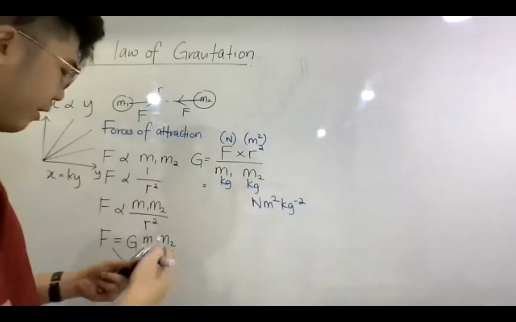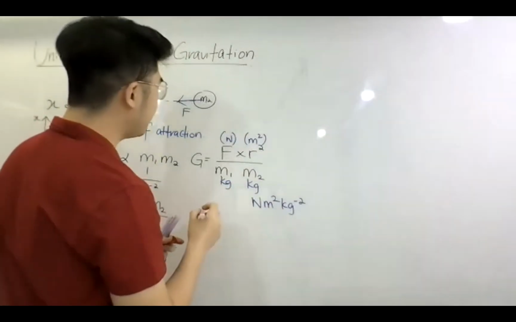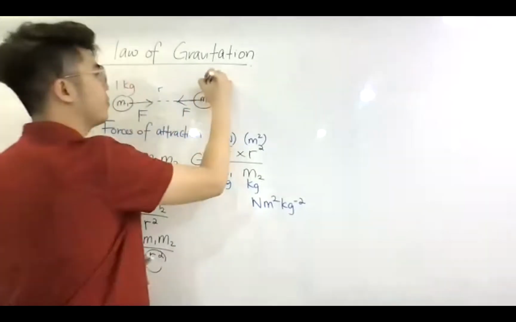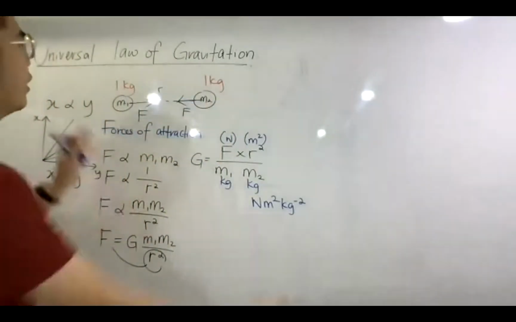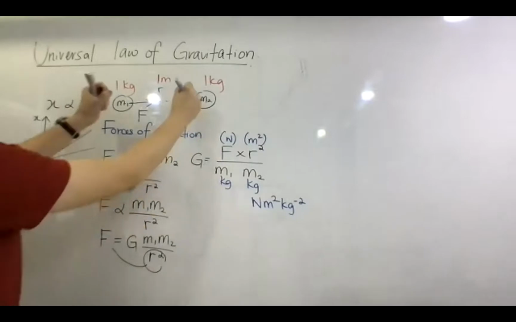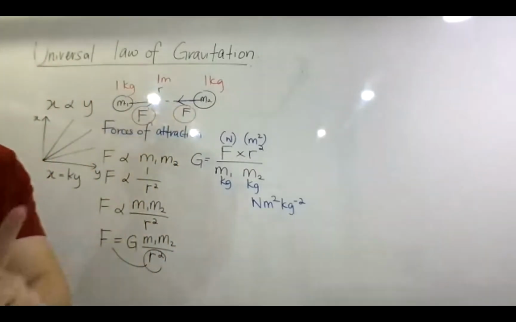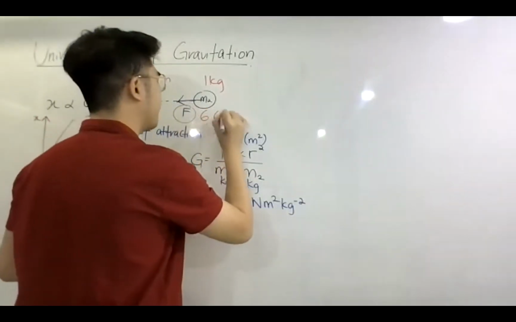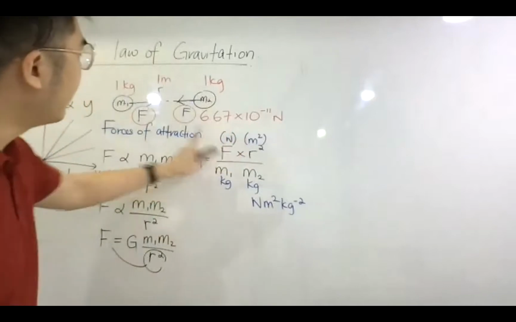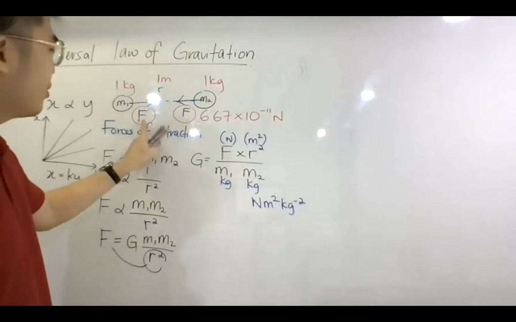What is this thing? This is the gravitational constant. And Newton found that if you take two masses of 1 kg, let's say this is 1 kg, this is 1 kg, you take two 1 kg objects and put them at 1 meter separation, then the magnitude of the force equals 6.67 times 10 to the power of minus 11 Newton. When you use two 1 kg masses at 1 meter, he said the force will be this value.